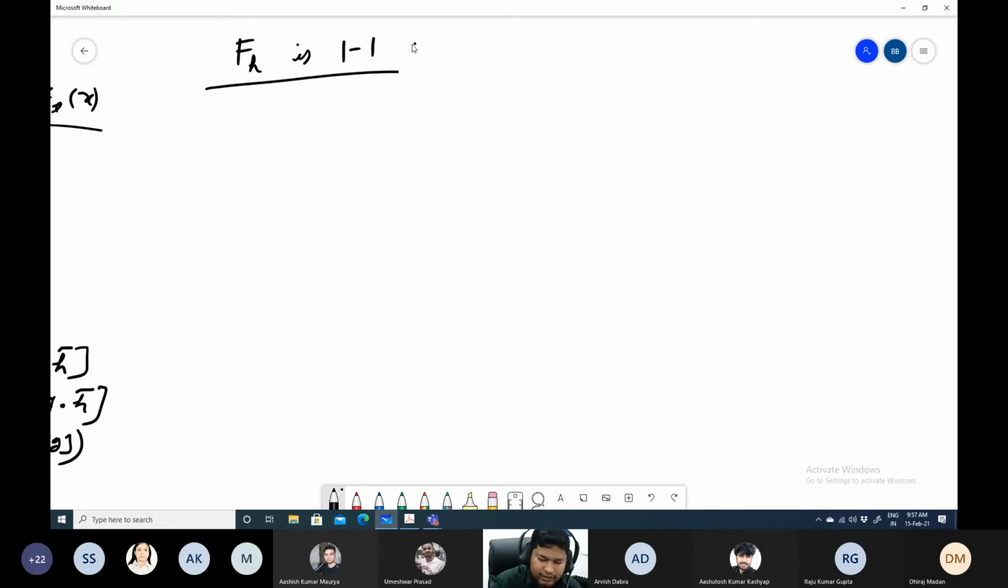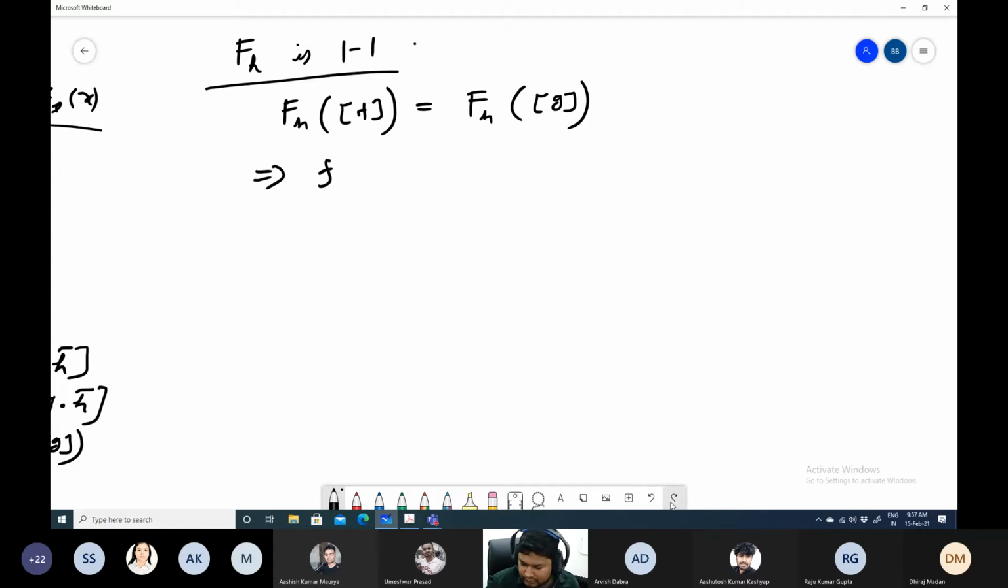Now how to prove that? This is also simple. Say f(h·f) equal to f(h·g). Okay, now that implies h bar times f equals h bar times g.